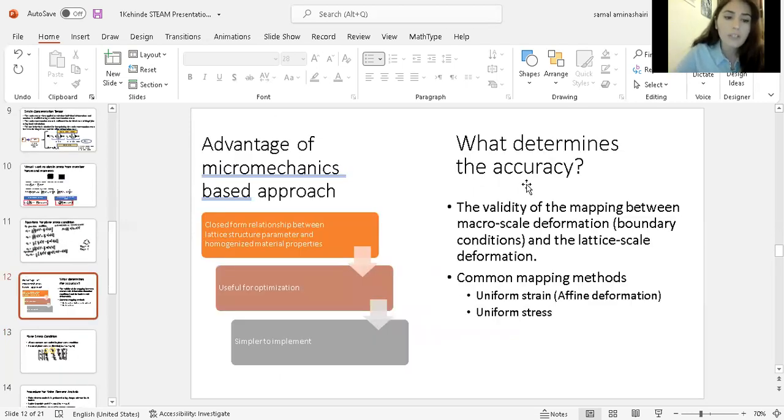As I have mentioned earlier, the micromechanics-based approach is simpler to implement and provides a closed form relationship as opposed to the full scale finite element approach. However, we need a good micro transition scheme for it to work well, especially for bending dominated lattices. The affine approximation is very far from the actual deformation.